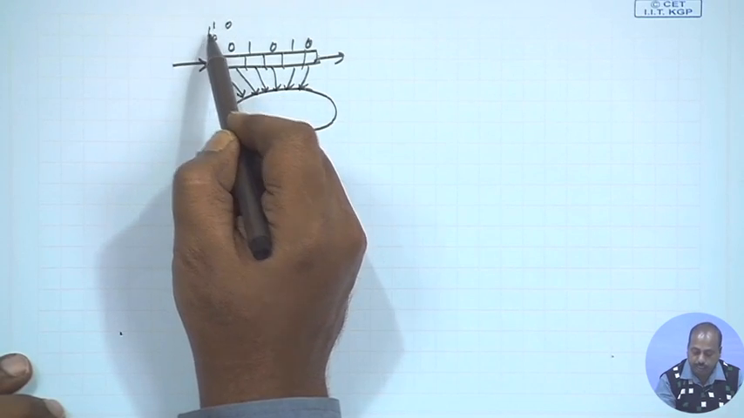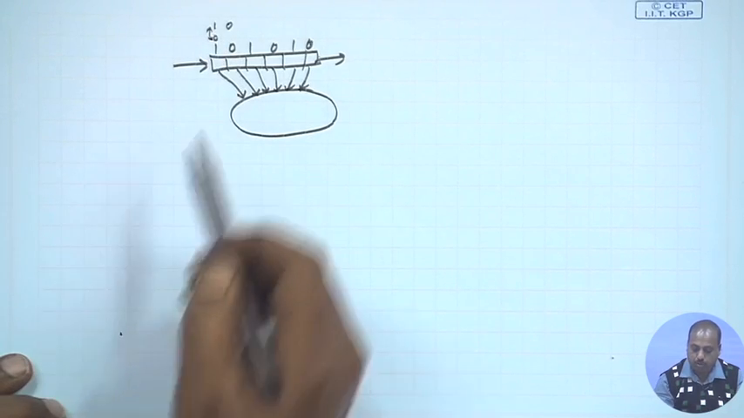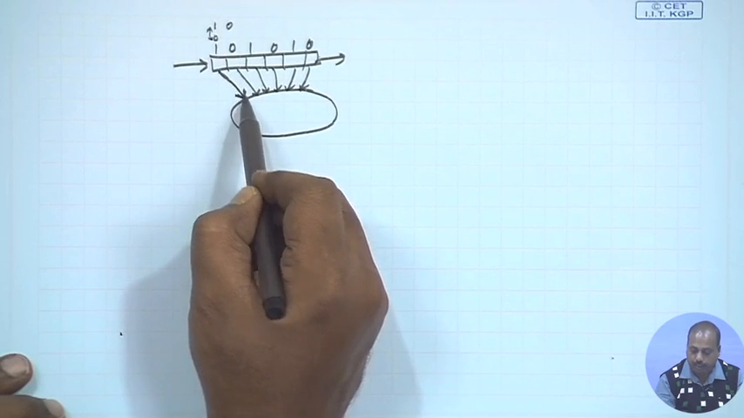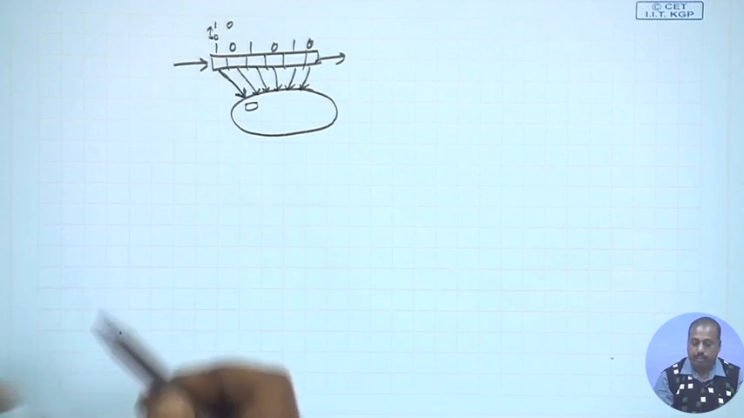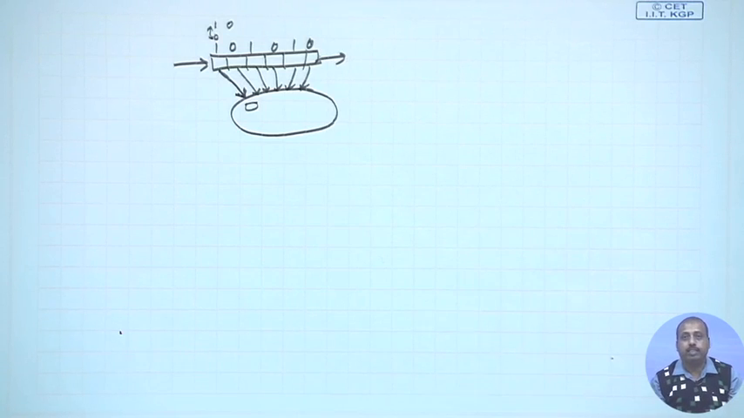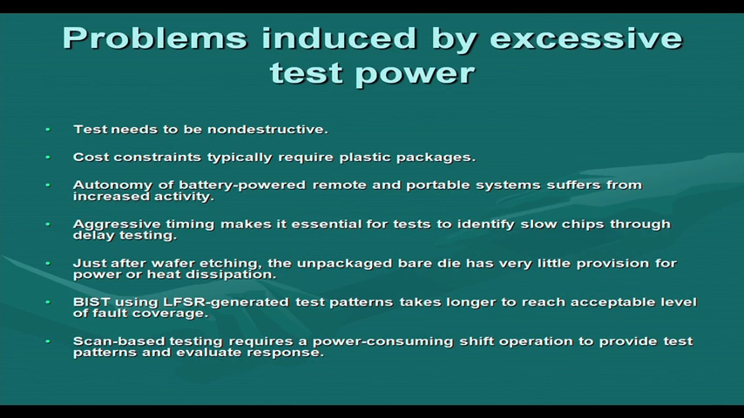So, you see there is a transition at this particular bit from 0 to 1, and that transition will be fed to the circuit. Whatever gate is here, there is a chance that this gate will do some transition due to this change in the input, which is unnecessary. It is not required, but due to scan shifting, circuit inputs will also change during the entire shift cycle. That will consume power, which is unnecessary. Scan based testing requires a power consuming shift operation to provide test patterns and evaluate response. So, these are the problems that we have with excessive test power.